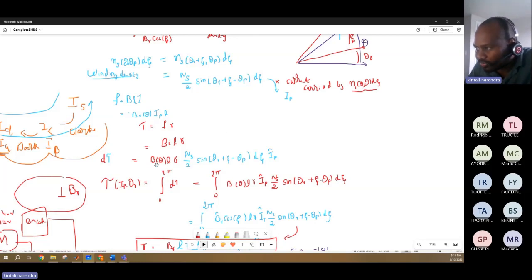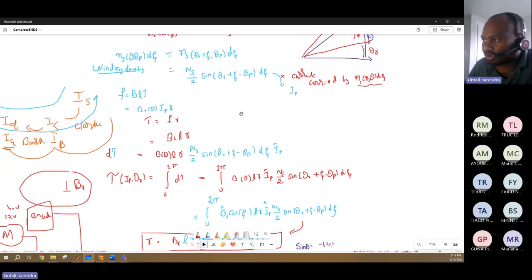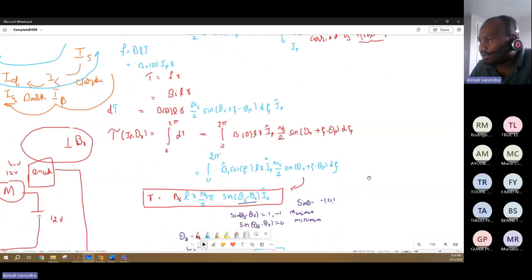For the magnetic force developed, I substituted this equation, ns by 2 sine of theta r plus zeta minus theta p into this, and I did the integration from 0 to 2 pi to find out the total torque developed.